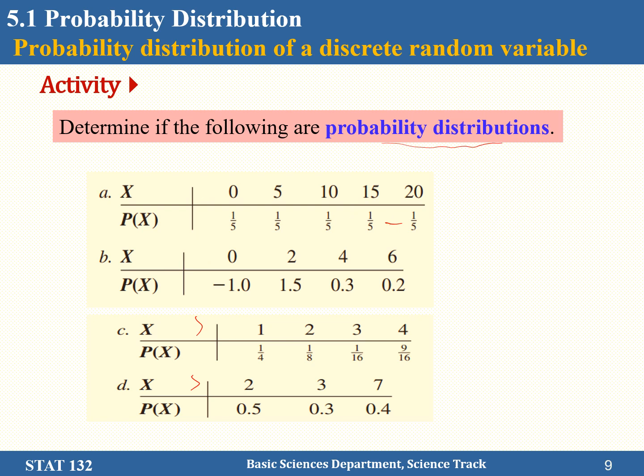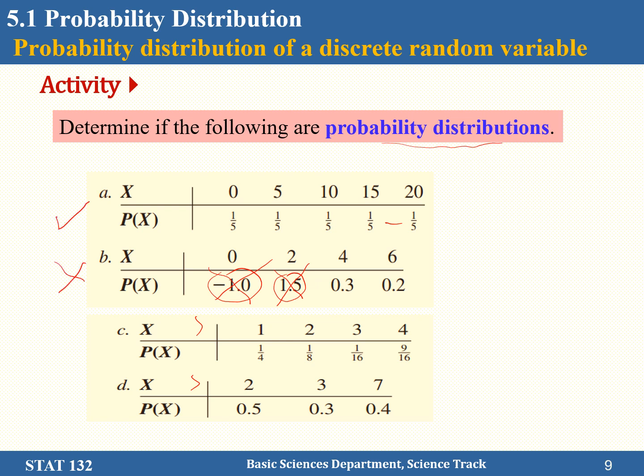So when it comes to the second one, we cannot have a negative value for a probability, and we cannot have it more than 1. So it cannot be a probability distribution.